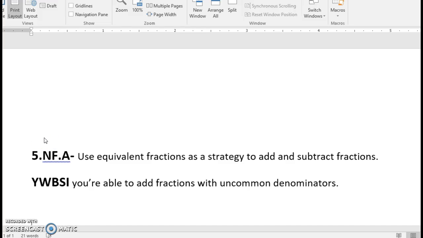Good morning, class. For the past couple of days, we have been learning how to add fractions. The fractions we have worked with before have all had common denominators. Today, you will be successful if you're able to add fractions with uncommon denominators.